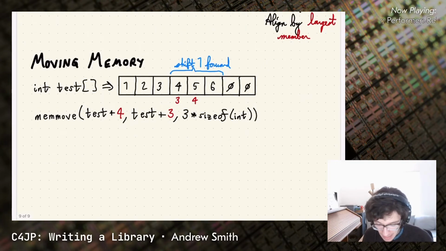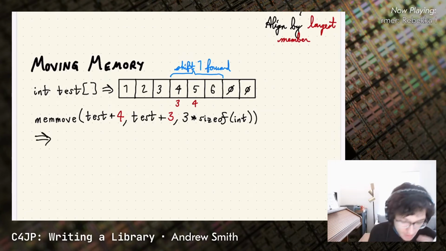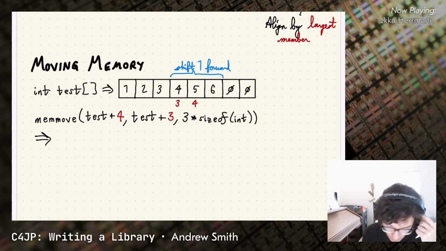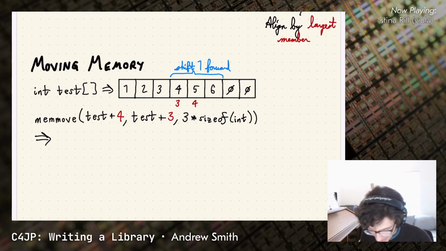All right, and let's see what happens when we run this Memmove call. So what Memmove is going to do is the following. It is going to first initialize an auxiliary array. It's going to look at the number of elements that you are trying to move, and initialize an array that is that many elements long. And so it's going to create an array, and we're just going to call this temp.